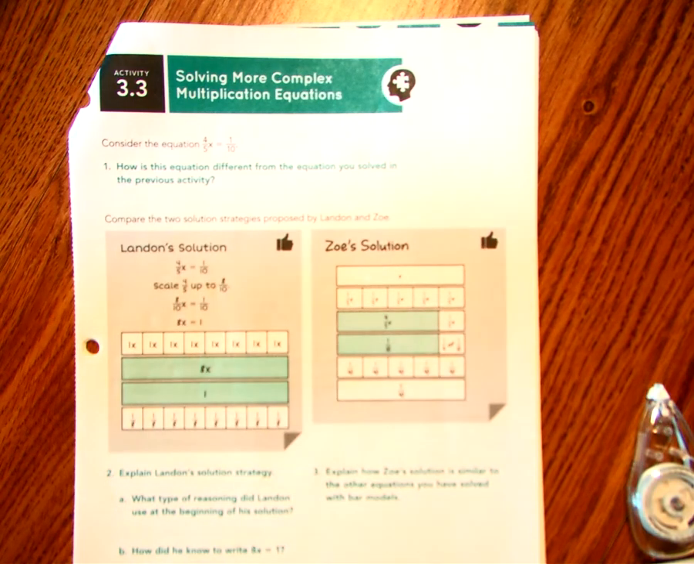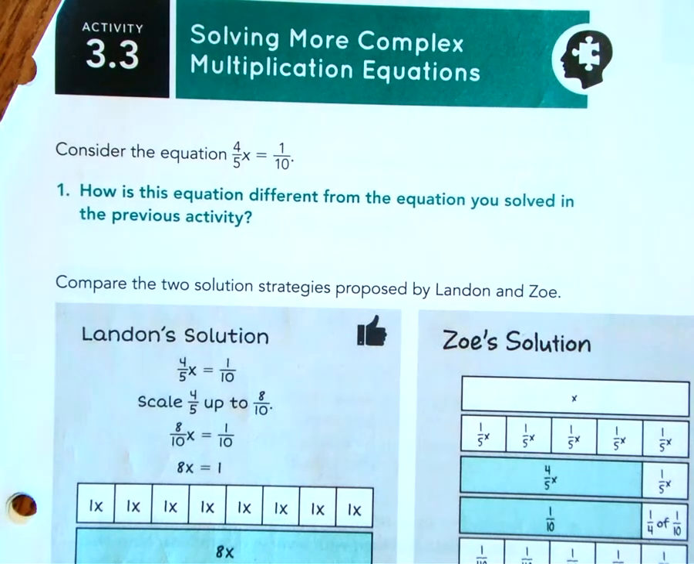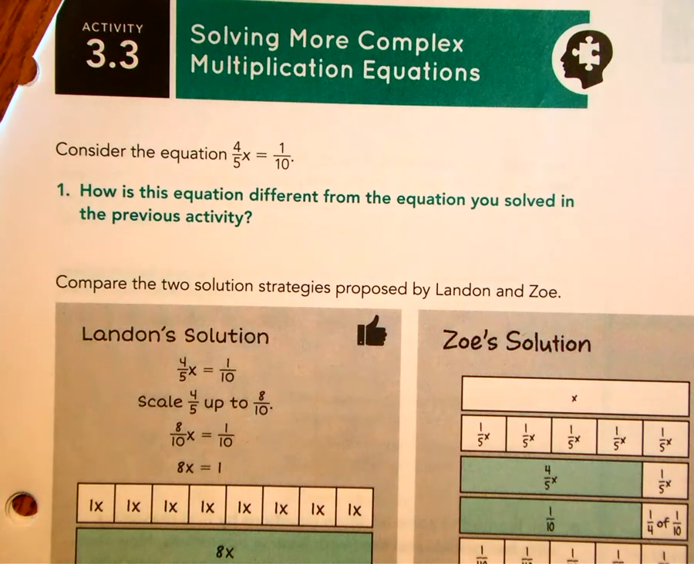Let's consider 4/5 x is equal to 1/10. How is this equation different from the equation you solved in the previous activity? So if you joined us for 3.2, you know that we had fractional coefficients, but our constants were whole numbers. Now, the numerical coefficient and constant are both fractional values.